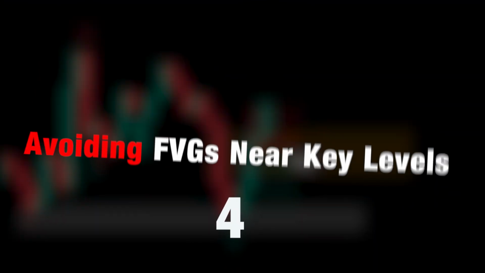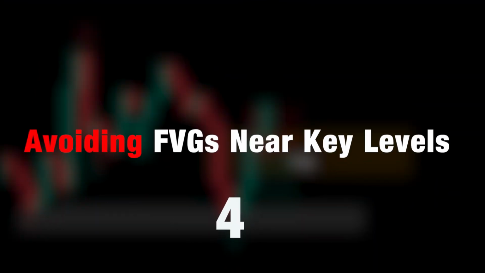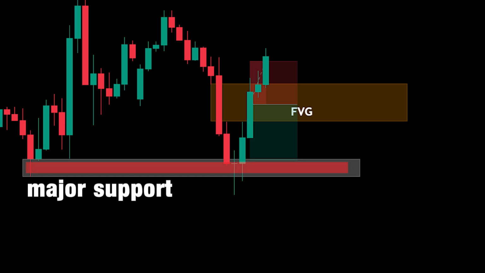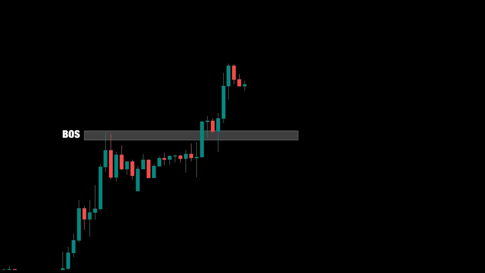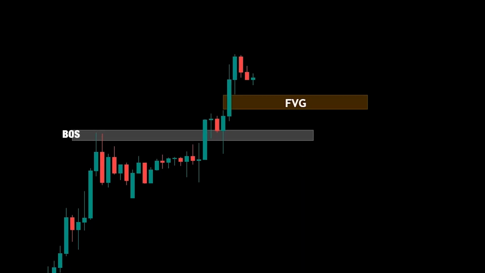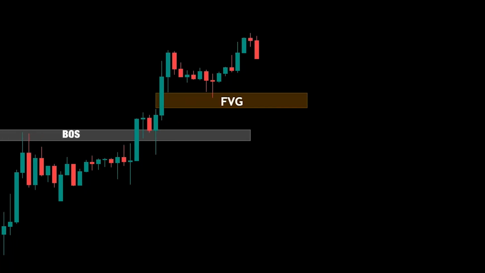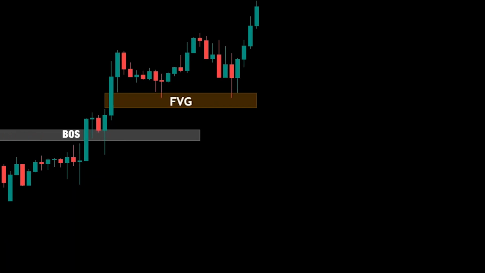4. Avoiding FVGs near key levels. If an FVG forms near a major support or resistance level, it's best to skip it, as the key level might cause a price reversal, invalidating the FVG. 5. FVG after break of structure. One of the most effective FVGs is one that forms after a break of structure, BOS. In this scenario, the price is more likely to revisit the gap and rebound from there.